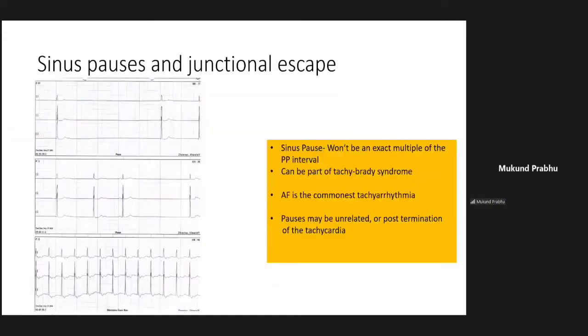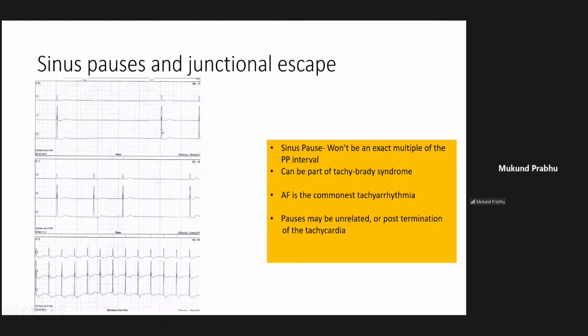When you don't have a pattern where the basic PP interval can be found out to call it a multiple, then probably we are dealing with what are called sinus pauses. They don't follow any mathematical rule. They just occur randomly, and the junction or any other focus may escape, terminating the pause. Like here, you don't have a P wave at all. It's junctional escape beats. Whereas in the middle strip, you have a sinus beat capturing, followed by a long pause. And during the pause, the junction has escaped.